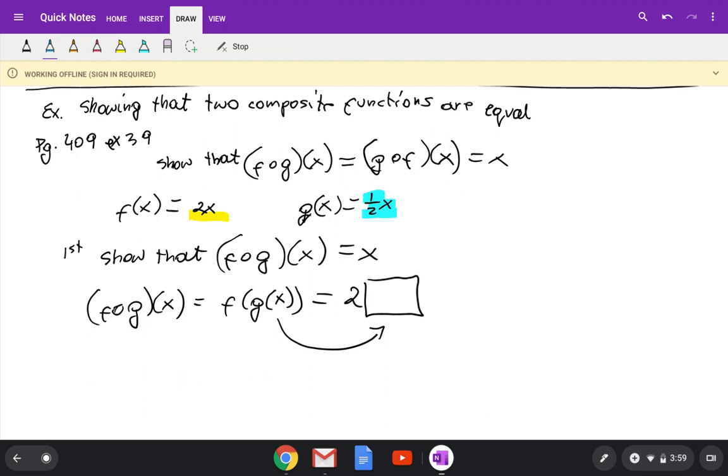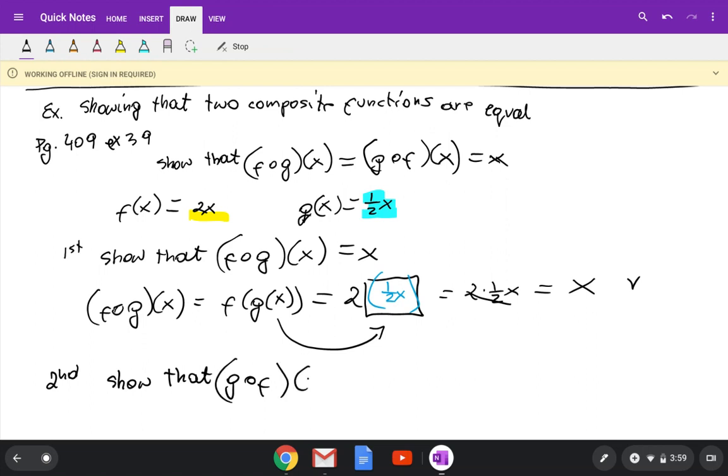So I'm plugging in 1/2 x, and I'm going to multiply. So we're getting 2 times 1/2 x, and that will give us x. So far we're good. I'm going to put the check mark. F composed with g of x is definitely equal to x. So we showed that. Second, show that g composed with f of x also equals x.